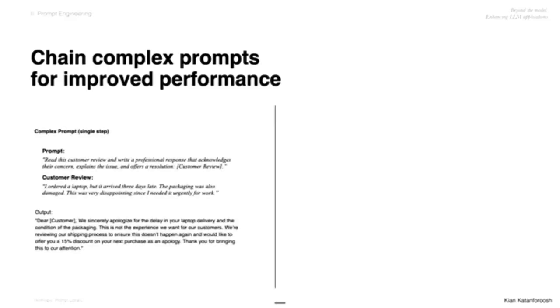You take a single-step prompt, such as: read this customer review and write a professional response that acknowledges their concern, explains the issue, offers a resolution, and then you paste the customer review, which is: I ordered a laptop, it arrived 3 days late, the packaging was damaged, very disappointing, I needed that urgently for work. And then the output is an email that is immediately given to you by the LLM after it reads the prompt.